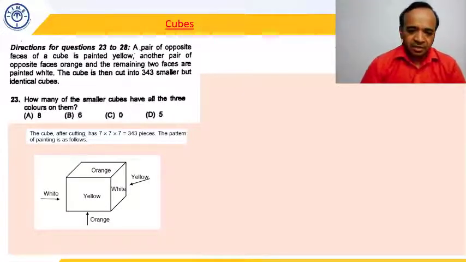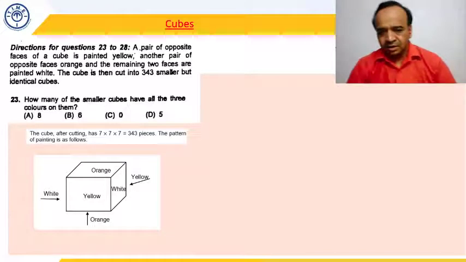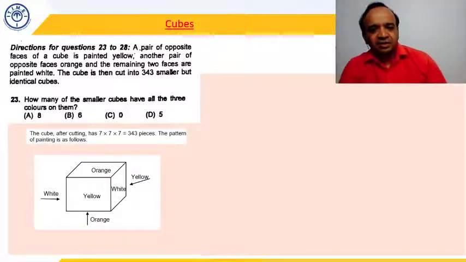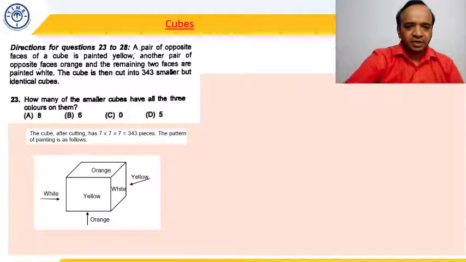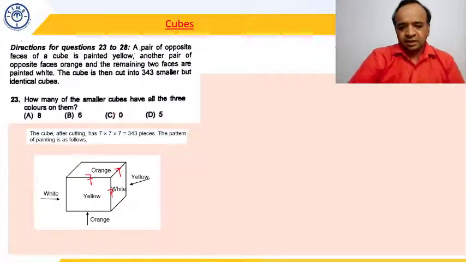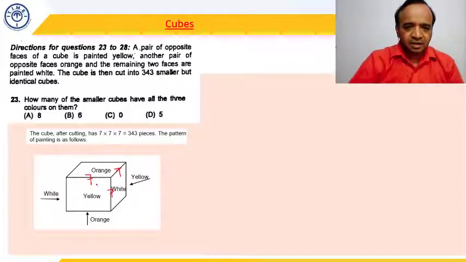So the number of cubes along each dimension would be 7. If this is the cube, it can be 7 here, 7 here, and 7 here, so 7 into 7 into 7, 343, is satisfied. Now the next thing is that opposite faces have the same color. A pair of opposite faces is painted yellow, so yellow this side, yellow this side. White this side and white this side. Orange on top and orange at the bottom.